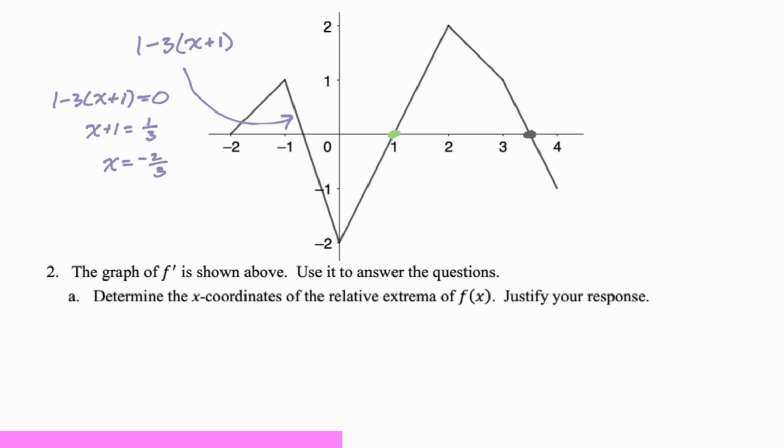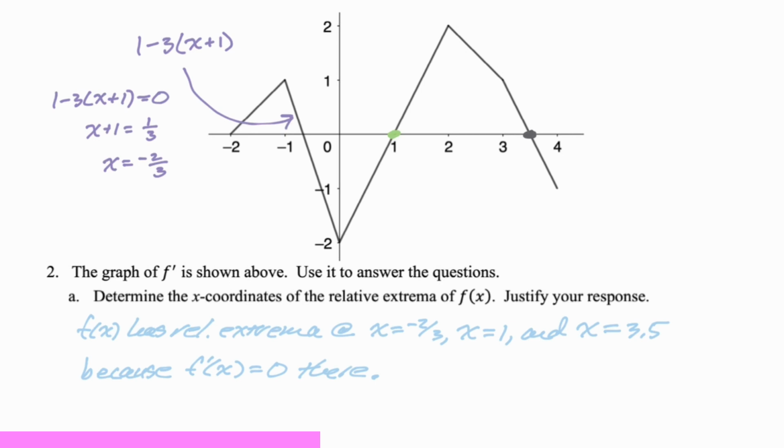So we can just write our answer here. F of x definitely has relative extrema at x equals -2/3, x equals 1, x equals 3.5, because f prime of x equals 0 there. That seems weird, so just for myself, I'm going to classify them, but I'm not going to write it down. Anywhere f prime is going positive to negative, we're going to have a relative max. Anywhere we're going negative to positive, we'll have a relative min. So these 2 points are going to be relative maximums, and then this point will be a relative minimum. Didn't ask you to classify them though, so you don't have to do that.